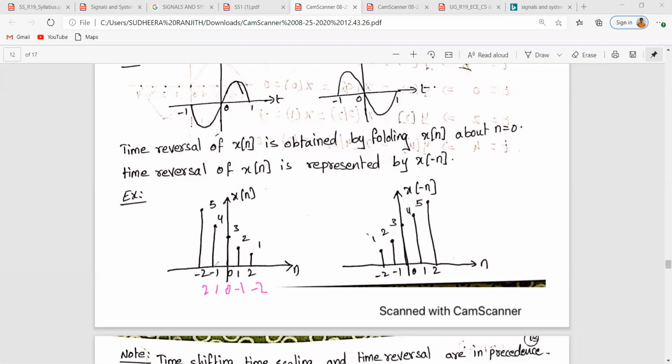Now draw it properly. This sample should be mapped to 2 and this sample should be mapped to 1, and this sample should remain at origin. This sample should be mapped to -1 and this sample should be mapped to -2. And this is how the signal looks like.